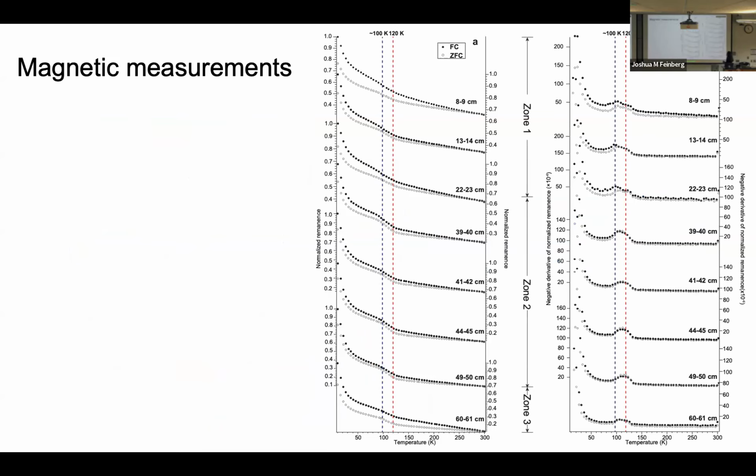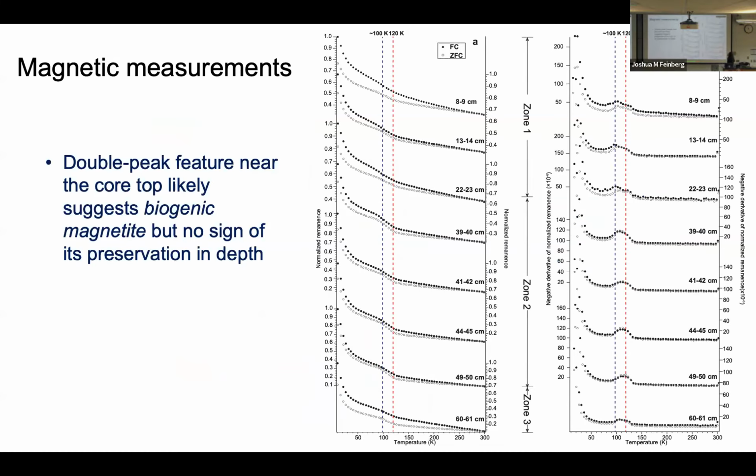And we also did low temperature cycling. We differentiate 3 zones, right? Because we have very soft materials on the top, then a transition area, and we have very hard mineral assemblages at the bottom. What you can see is that there is a double split near the core top, more obvious somewhere in the top 20 centimeters. But as you go down, you lose this feature. You are only moving to this one single peak of the transition.